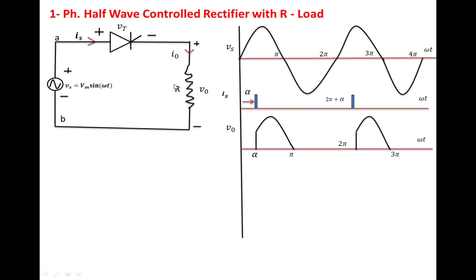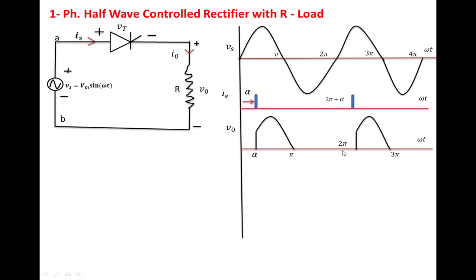Because of the resistive load, the current also comes to 0 at angle pi. That current was coming through the SCR, so the SCR turns off at angle pi. Again, from pi to 2 pi, the SCR is reverse biased. There is no connection between the load and the supply, so the load voltage becomes 0.